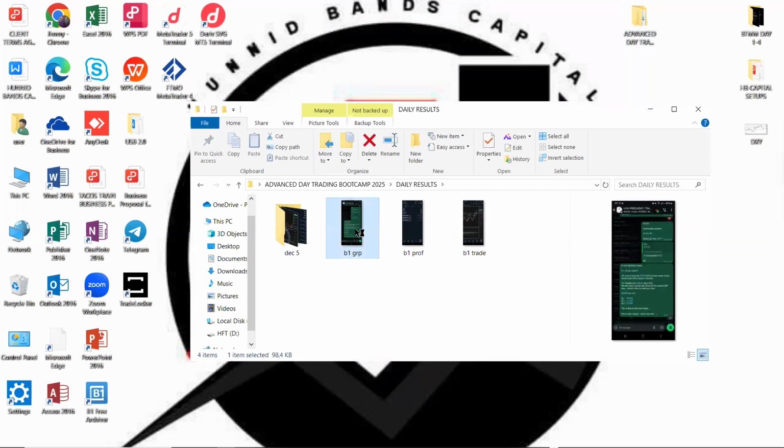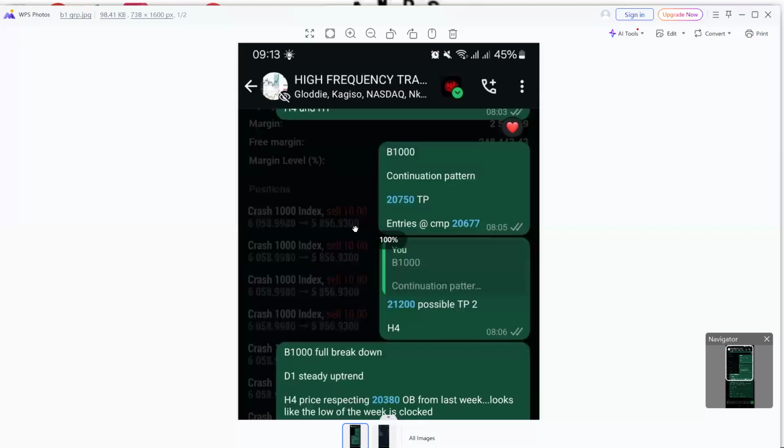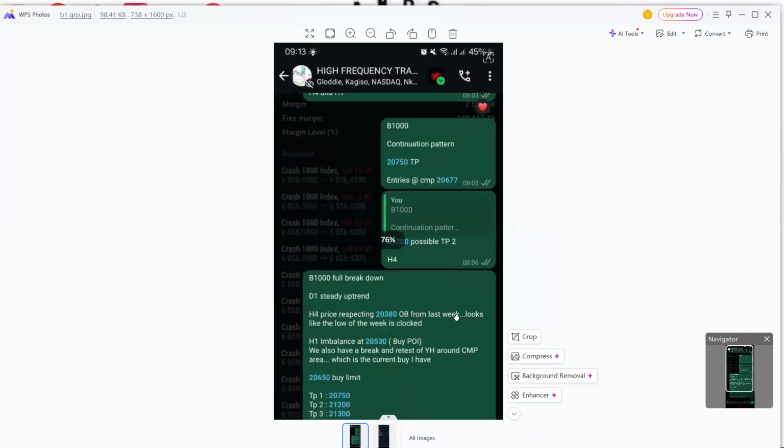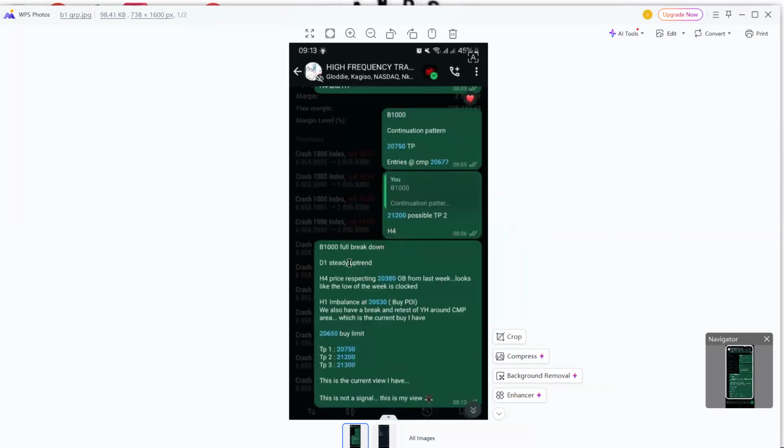Okay, so when I saw it, I quickly shared it. All right, so you can see it was a bit quick. So I shared the trade: B1 continuation pattern, entries at CMP, so current market price, possible TP2 at 21,200 if they continue to push up. So if you notice, this was the breakdown. So the daily, I had a steady uptrend, like I said. On the 4 hour, we're respecting the 2380 OB from last week. I'm going to show it to you just now. So these are all confluences.